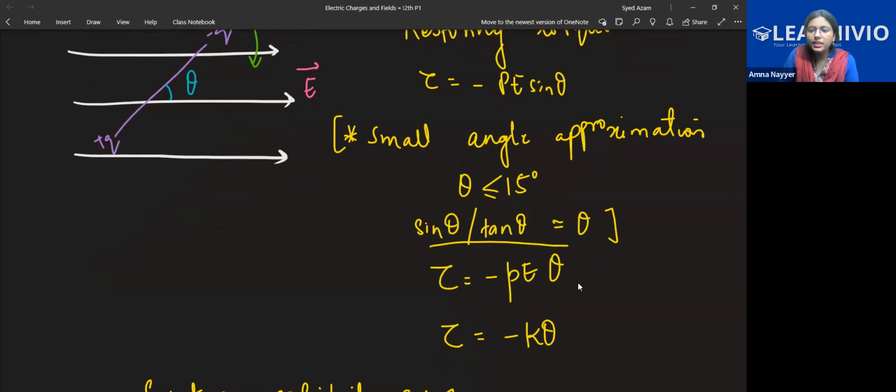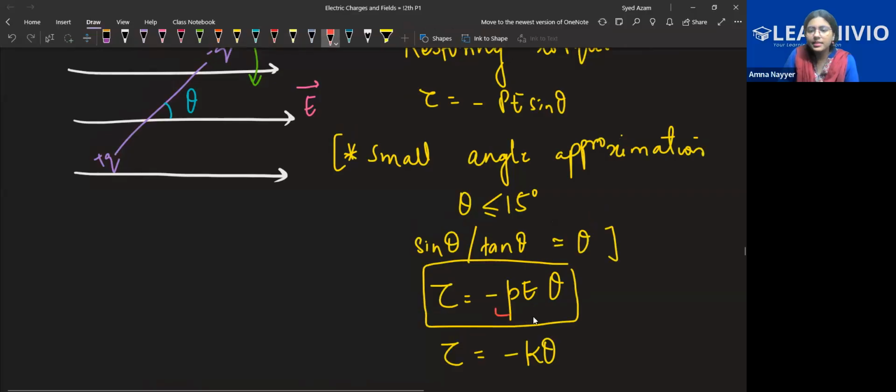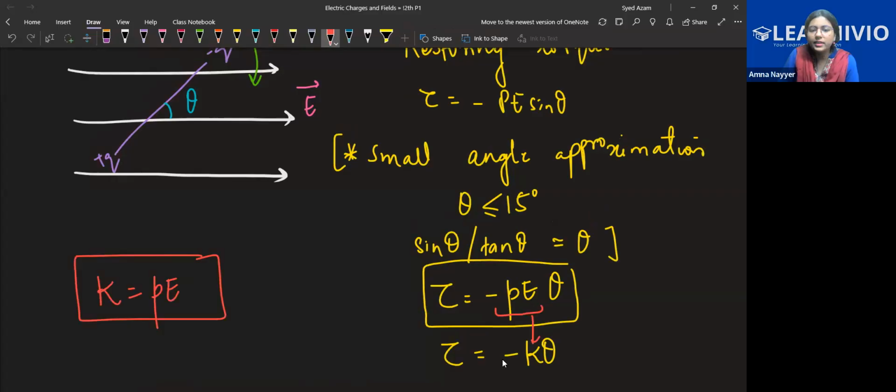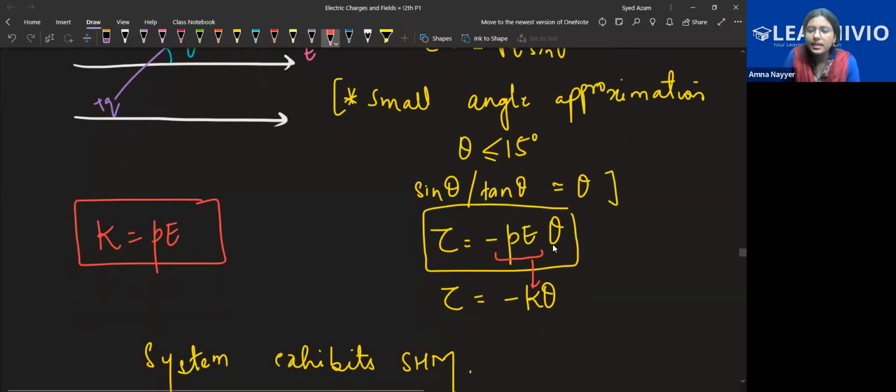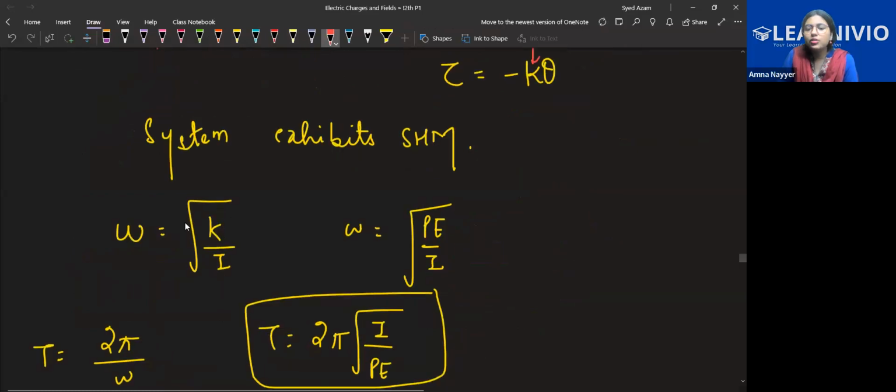From this equation, the value of K is exactly what replaces it, so K is the dipole moment times the electric field, PE. Yes, this exhibits SHM because you can easily see that minus K theta is exerted. So the system is in SHM. The question also said to calculate the time period, so for that you need the angular frequency. Angular frequency is under root K by I, so putting K as PE, omega will be under root PE by I.